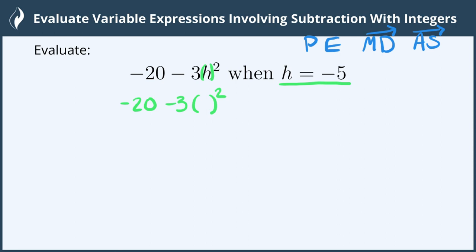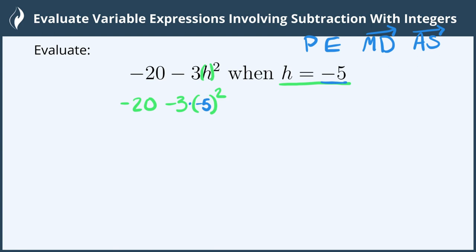Now that I have it rewritten with the parentheses, I can substitute negative 5 in for where the h was. This helped us keep the negative 5 grouped together, or the negative grouped together with the 5 inside the parentheses, knowing that all of that will be squared. It also helps us see that there's a multiplication between the 3 and the 5. Had we not put the parentheses, we might have misinterpreted that as 3 minus 5. It's very important to put a set of parentheses around the variable.